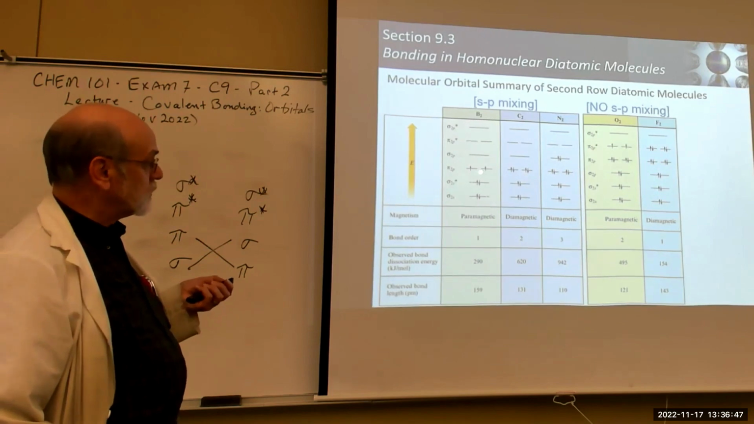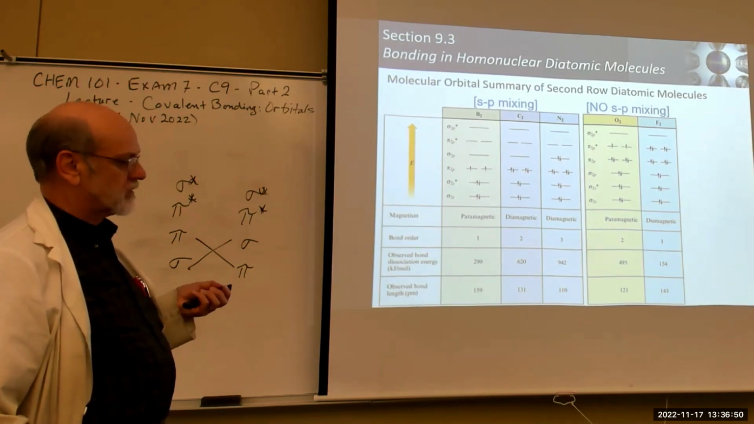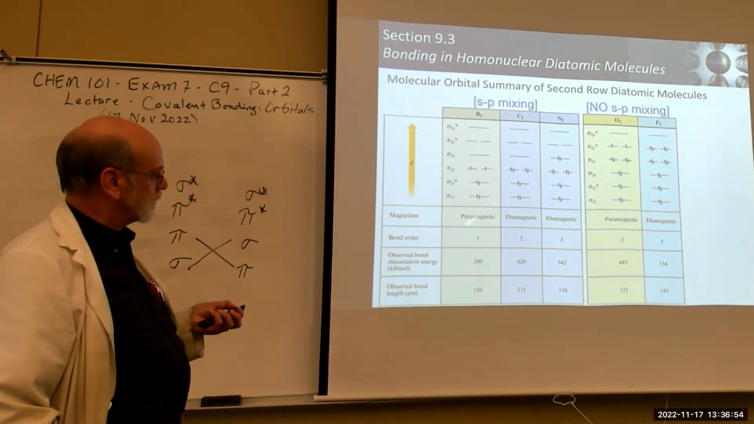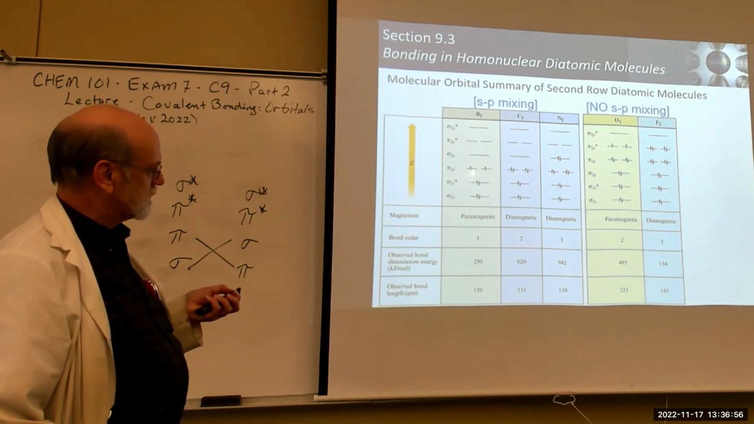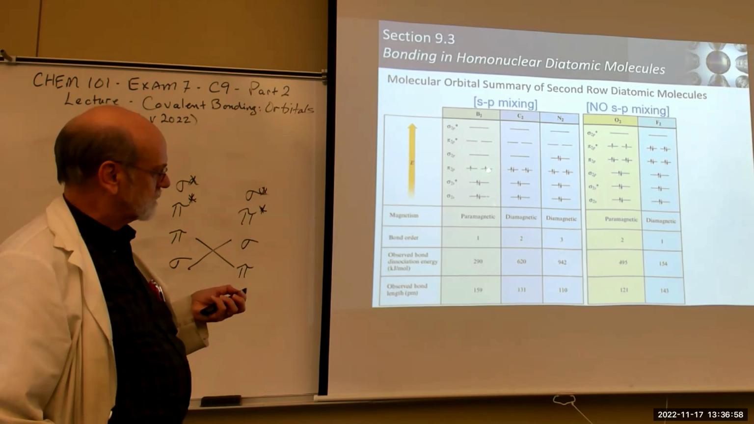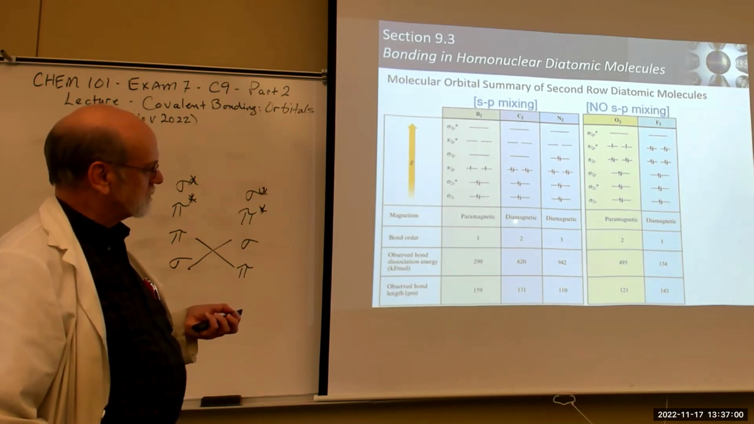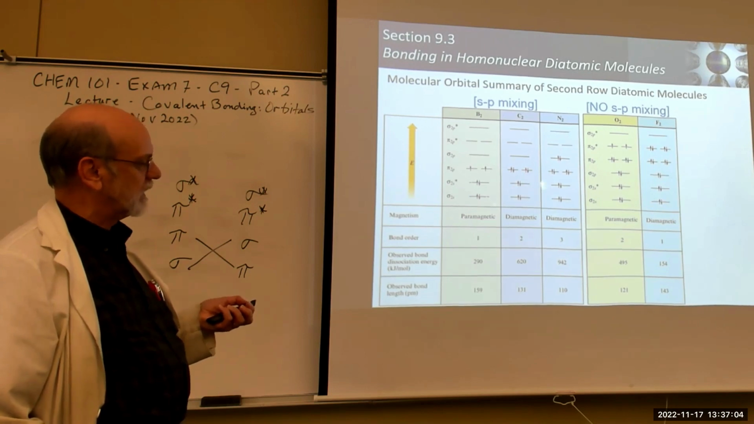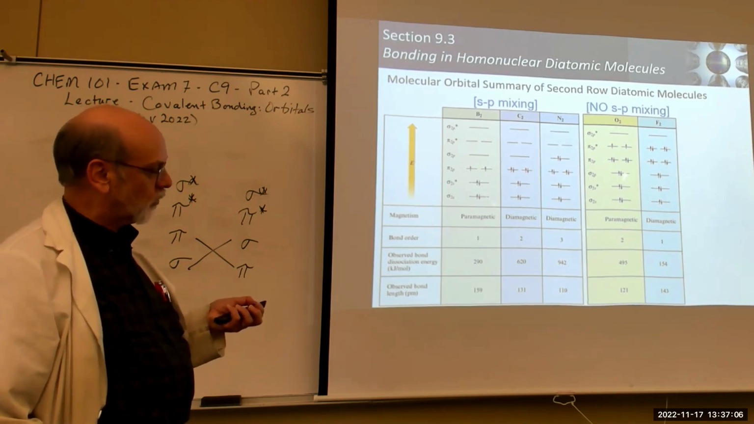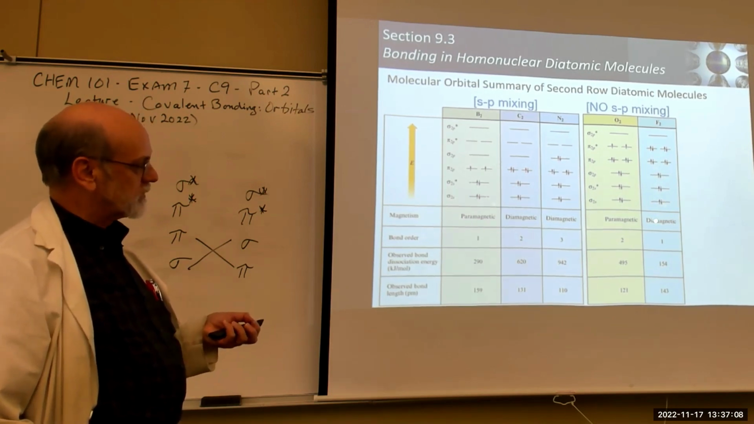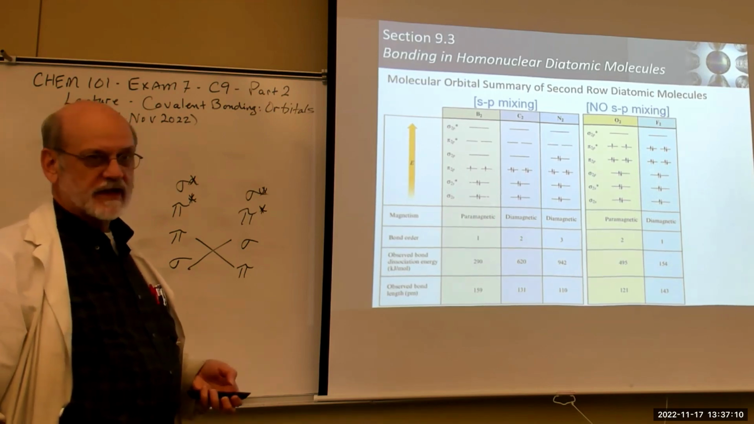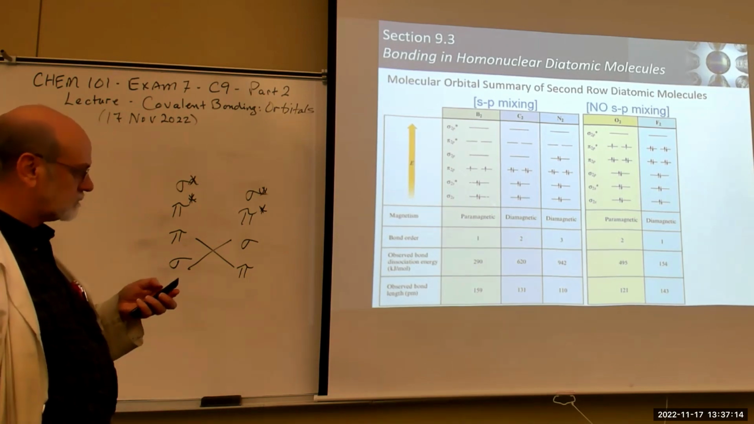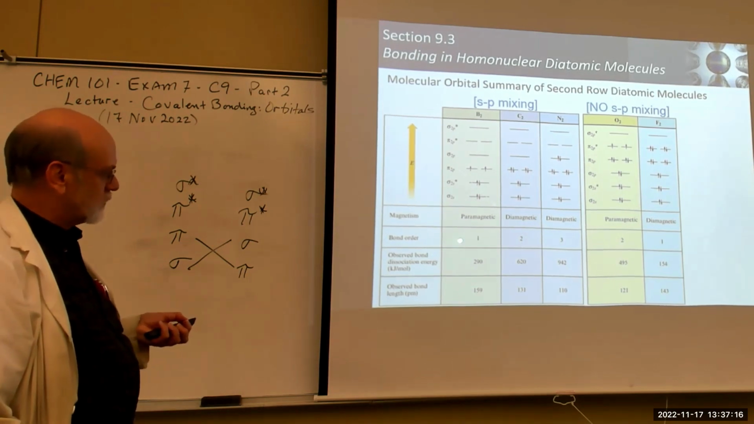And we find that when we do that, we can predict their magnetic properties. So diboron is paramagnetic. In other words, it has unpaired electrons. Whereas dicarbon and dinitrogen have all paired electrons. They are diamagnetic. And we've seen oxygen before. And fluorine is also diamagnetic. All of its electrons are paired. And we calculated the bond order down here.